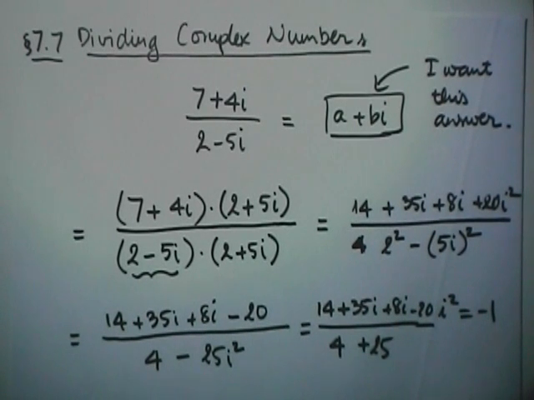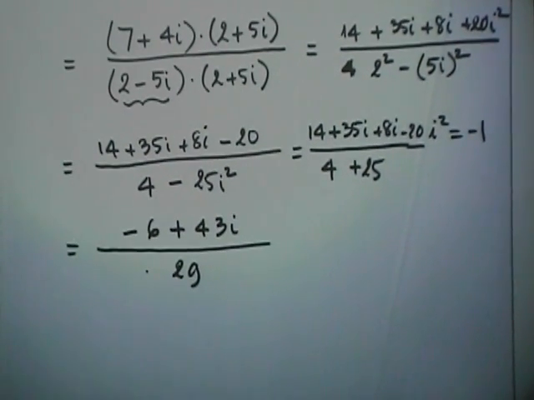So at the bottom here, I'm going to just simply combine the like terms, right? So 14 minus 20 is a minus 6, okay? And then plus 43i, divided by 4 plus 25 is 29, okay? So that's what I have here so far.